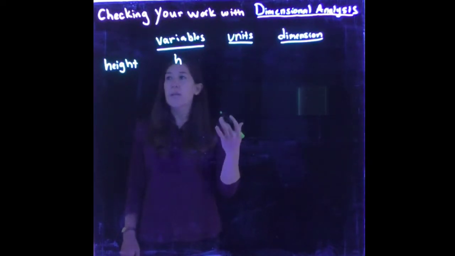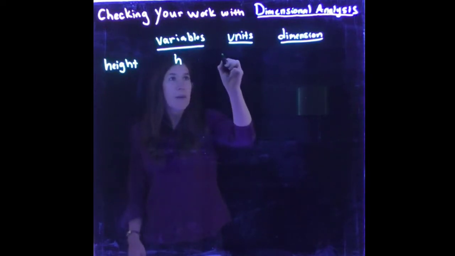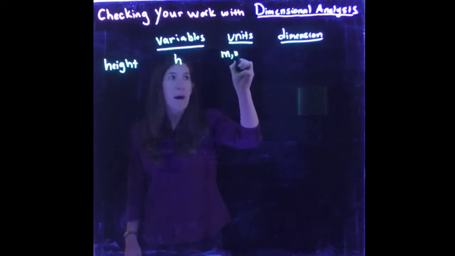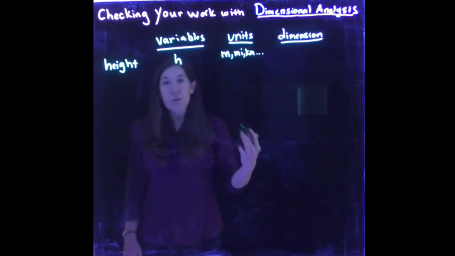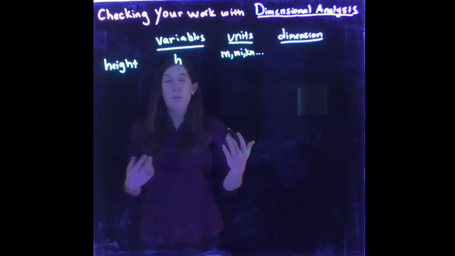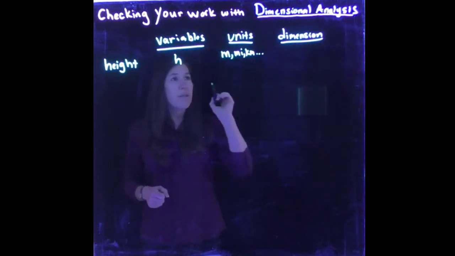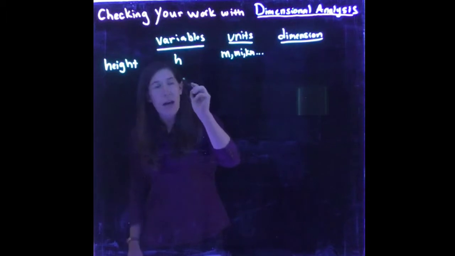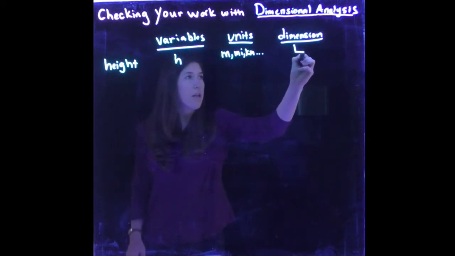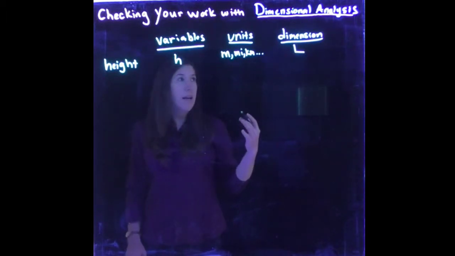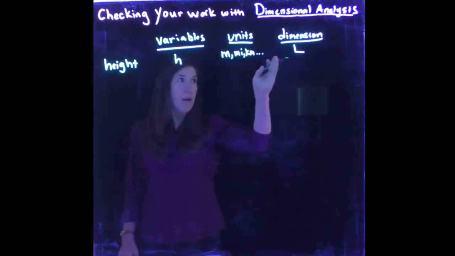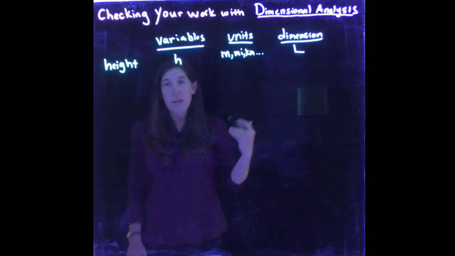And what are units we could use? If we're measuring the height of a tree, maybe the meter, maybe miles, maybe kilometers. You really have a lot of choices in what units you use when measuring the height of a tree. But what is the dimension? Well, the dimension of this variable height is length. So this is often denoted by the fact that it has a dimension, uppercase L, which stands for length.